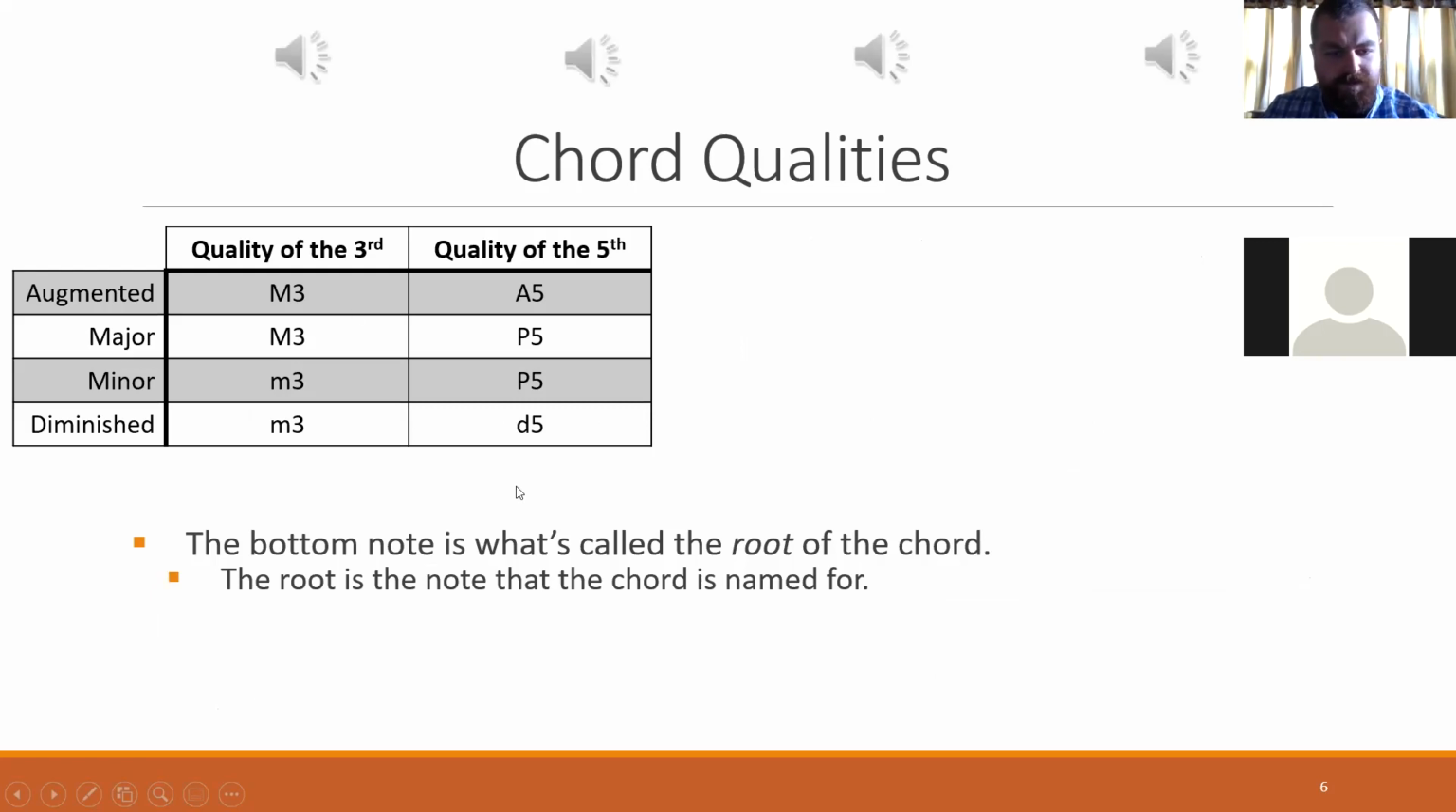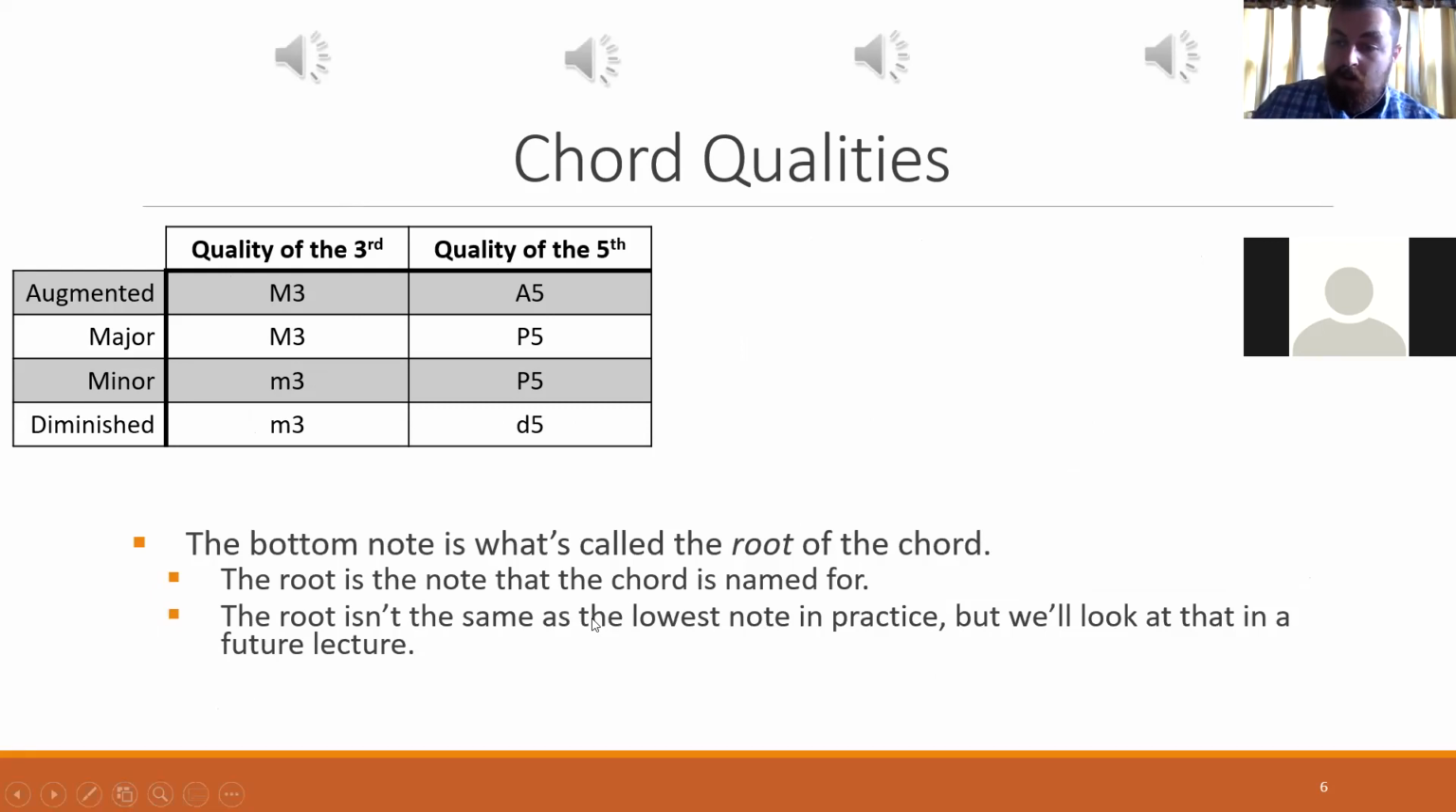So the bottom note is what's called the root of the chord. The root is the note that the chord is named for. That's why we measure everything from the bottom. And when we don't look at the top third, we just look at the bottom third and then the outer fifth, because this is all in relationship to our bottom note, the root. Now, the root isn't always the same as the lowest note. We have a whole lecture about when we change the root so that it's not on the bottom. The root is the root no matter where it is. But we'll look at all those intricacies in a future lecture. For right now, the root for our purposes is only going to be on the bottom.